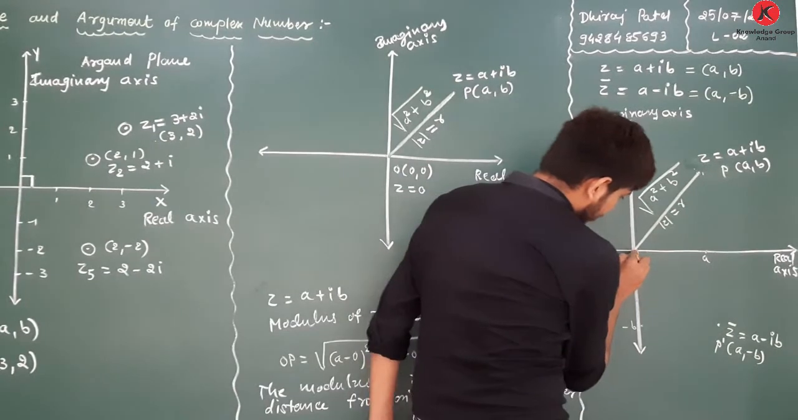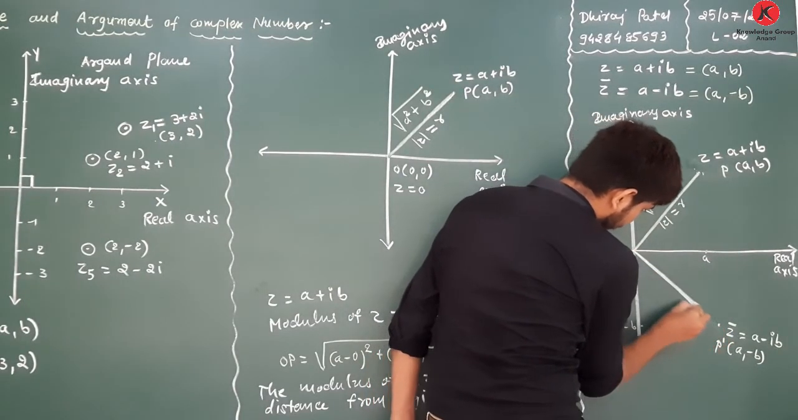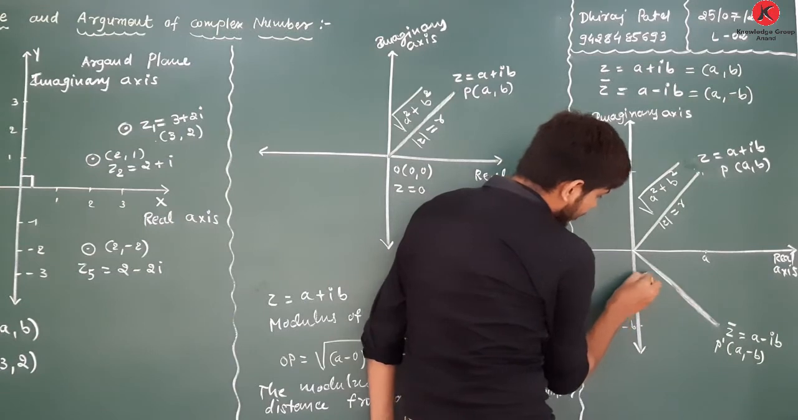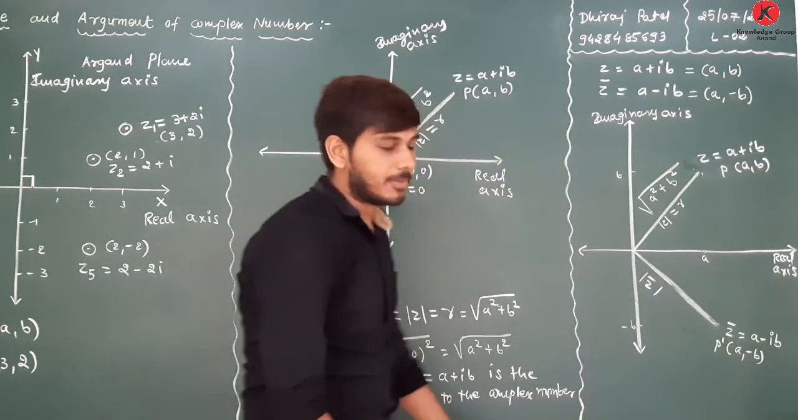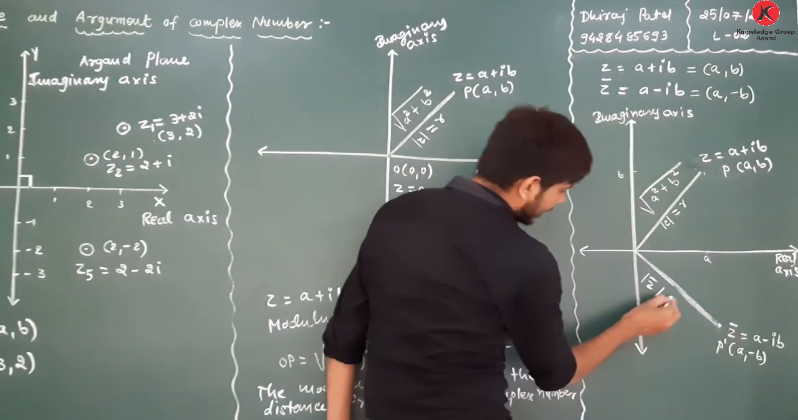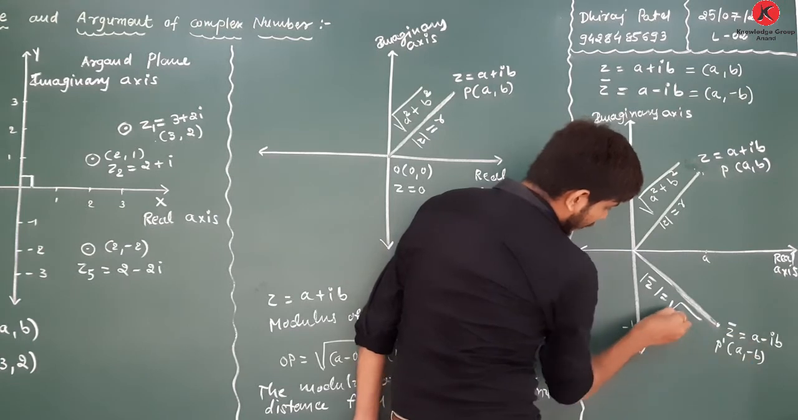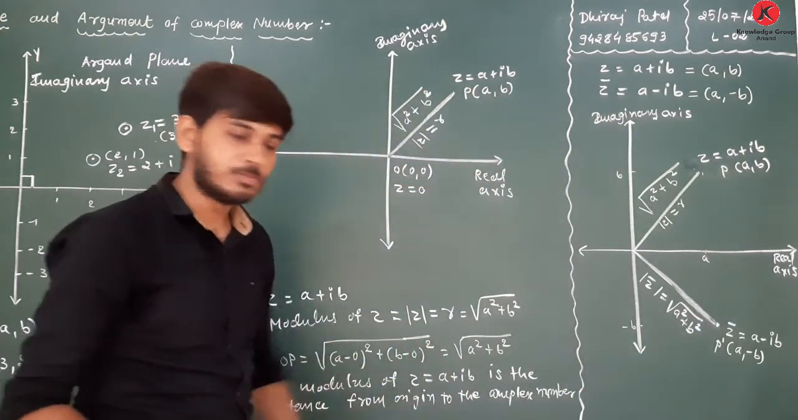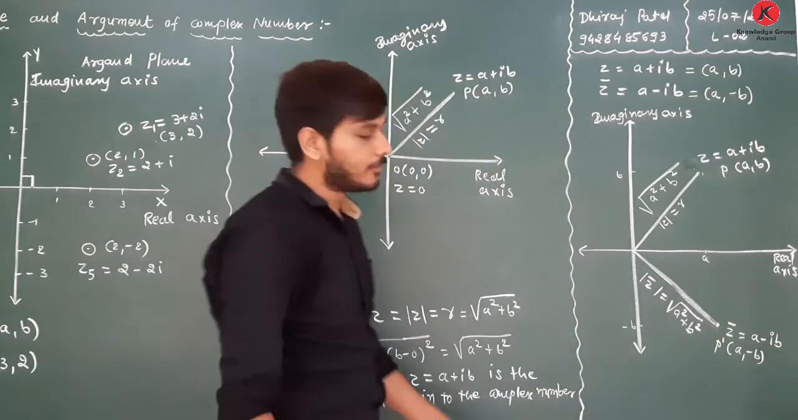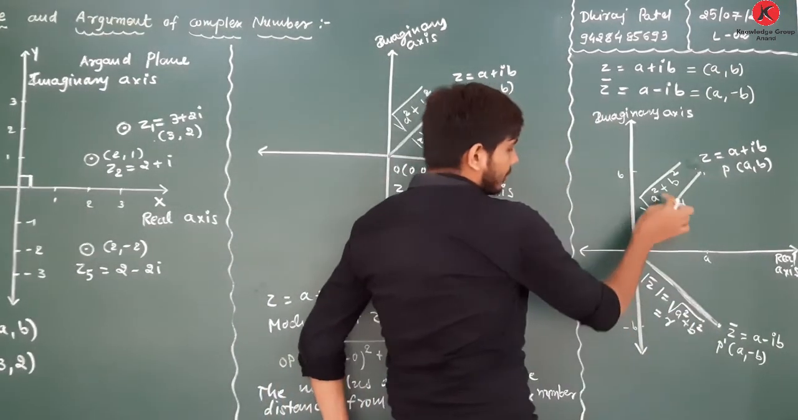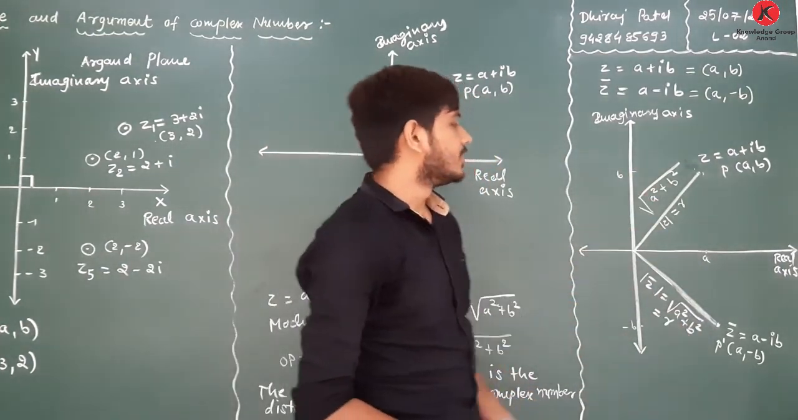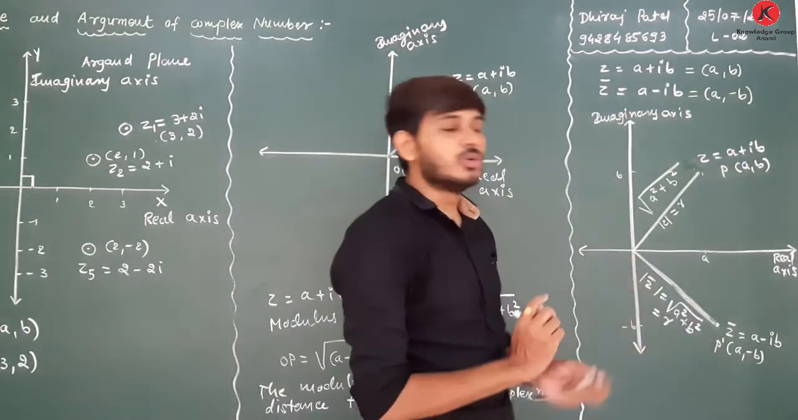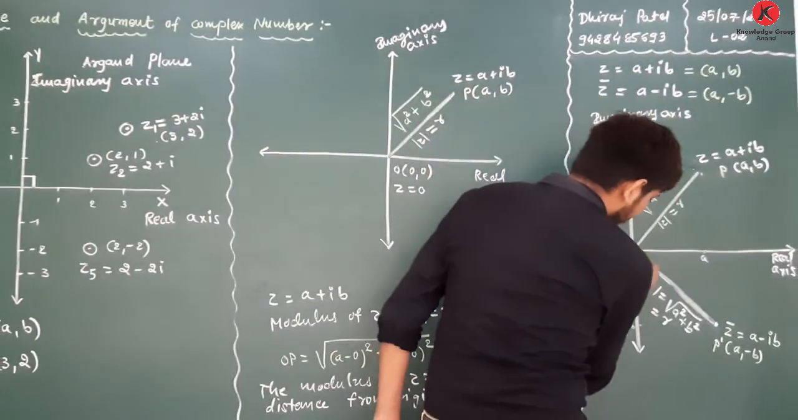If we join this point to the origin, this distance is known as the modulus of z bar. This complex number is z bar, therefore modulus of z bar equals the square root of a square plus minus b whole square. Minus b whole square becomes plus b square, and it is also equal to r. Both distances are the same, that means z and z bar, the conjugate, are at the same distance from the origin. Keep this in mind. Clear?